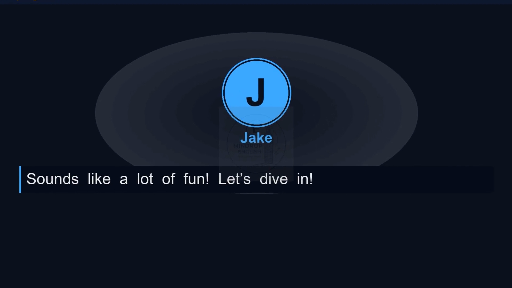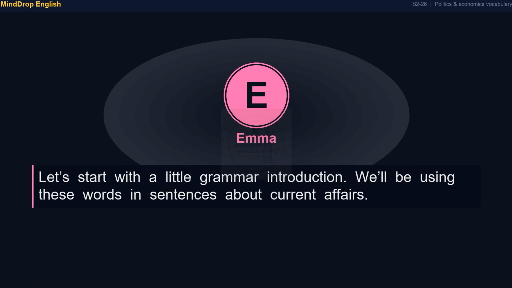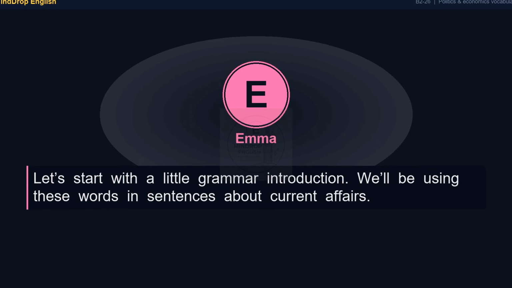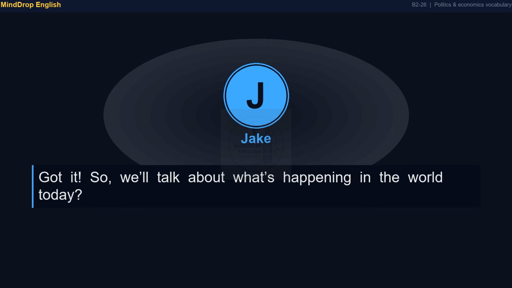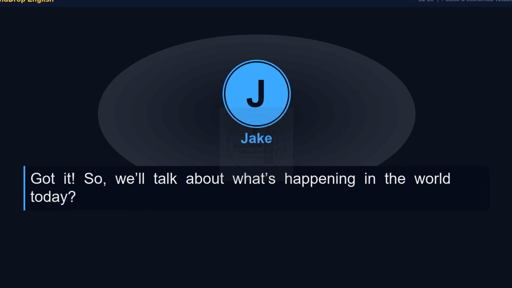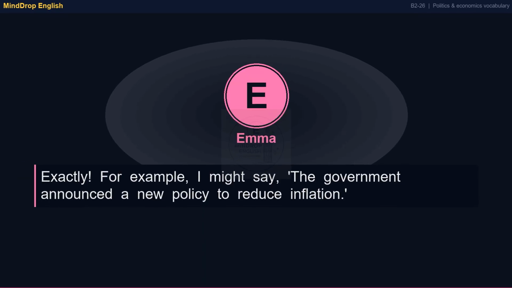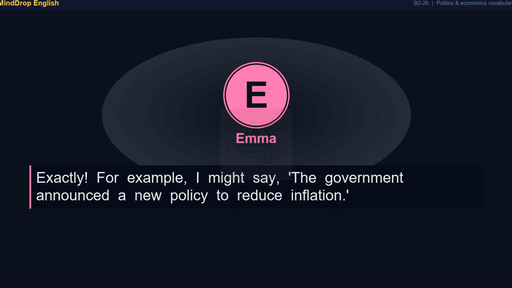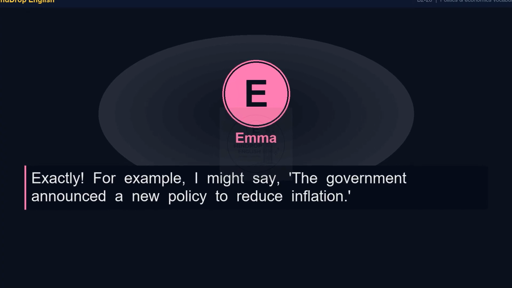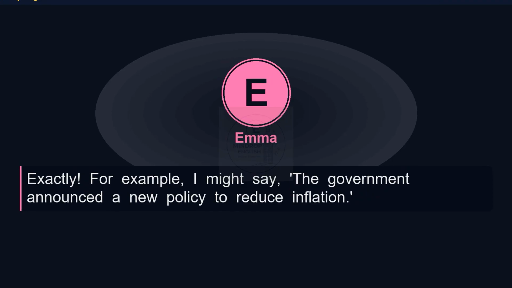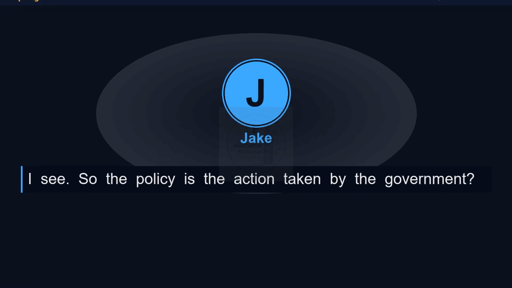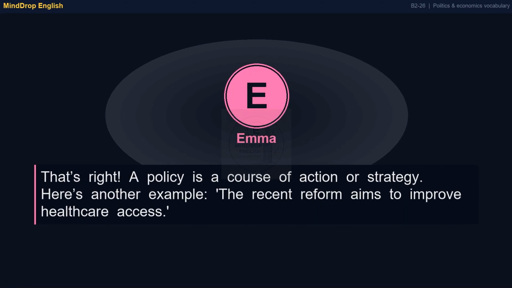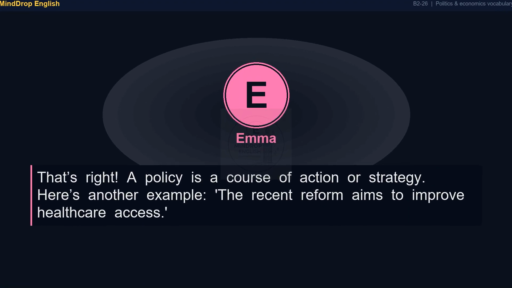Let's dive in. Let's start with a little grammar introduction. We'll be using these words in sentences about current affairs. Got it. So, we'll talk about what's happening in the world today. Exactly. For example, I might say, the government announced a new policy to reduce inflation. I see. So the policy is the action taken by the government? That's right. A policy is a course of action or strategy.